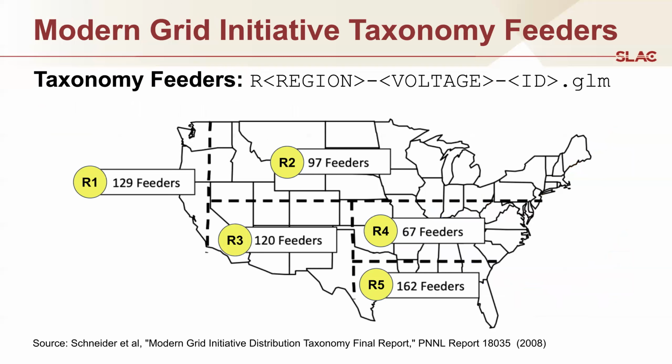Let me go into the taxonomy feeders in some more detail. These are important feeder models that we use for testing Gridlab-D and verifying the solutions. There are a total of 25 feeders. They were developed using a sampling, a clustering mechanism based on feeders that were collected from utilities around the United States.